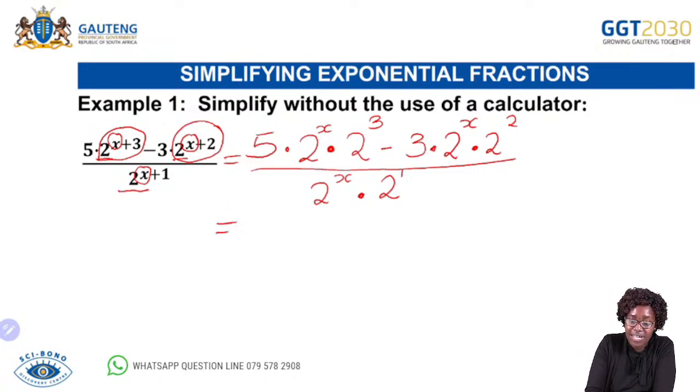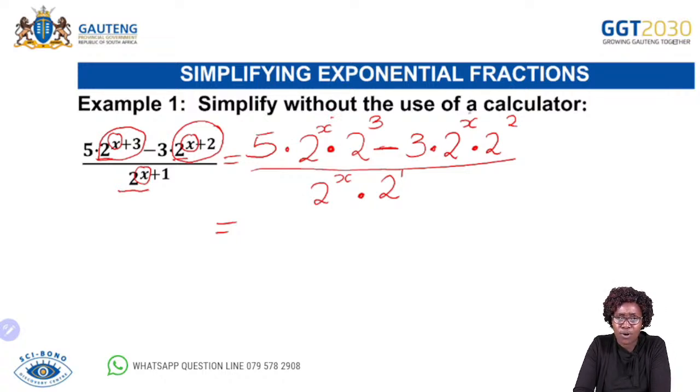Now, our common factor, like I said, you can see that there is a minus between these two terms. 2 raised to the power of x is common. 2 raised to the power of x is common. I also have another common factor, but I'm not going to worry about that for now, because the first thing that I need to do is to get rid of that exponent with a variable.